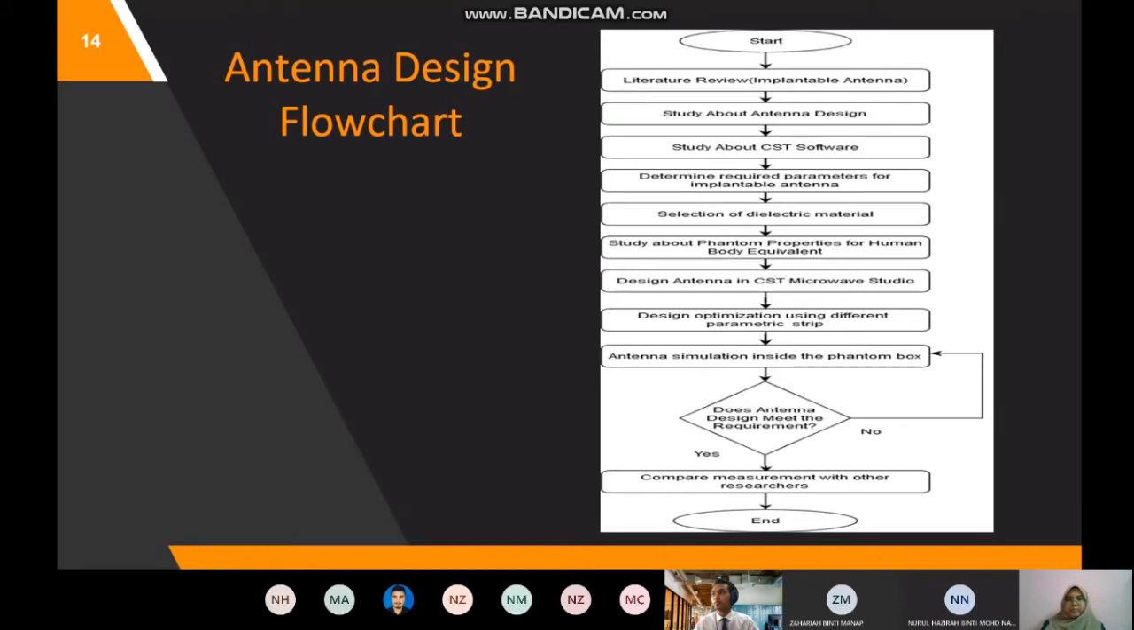So how to optimize the design? We will look at the straight parametric, and then antenna simulation inside the phantom box. So does the antenna design meet the requirement? If yes, I will compare the measurement with other researchers to see if there is any improvement. And if no, I will simulate the antenna inside the phantom box again.